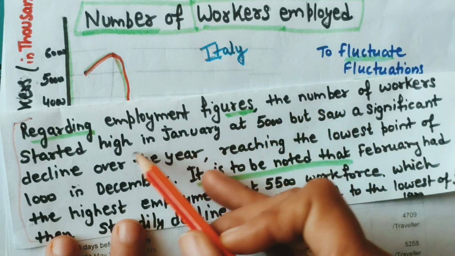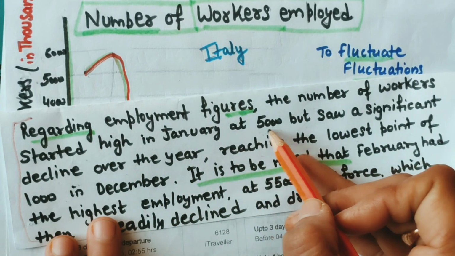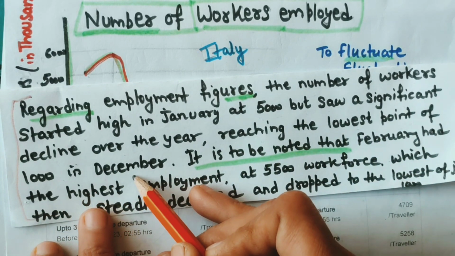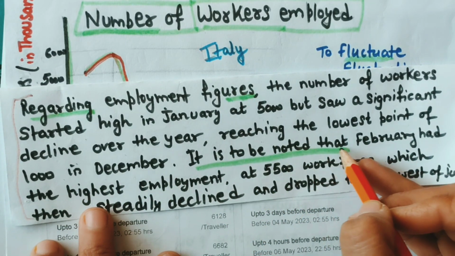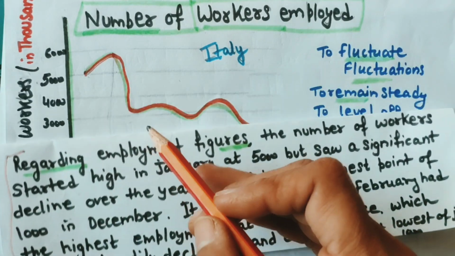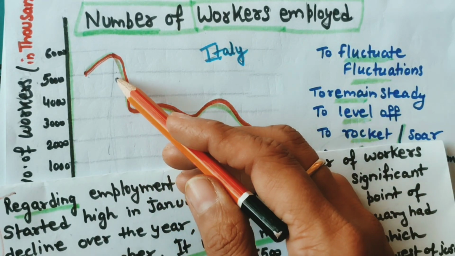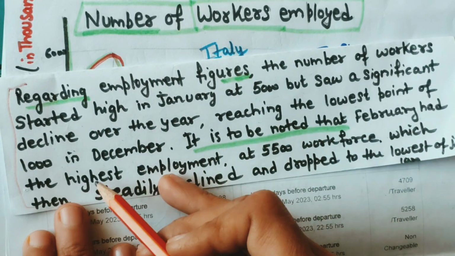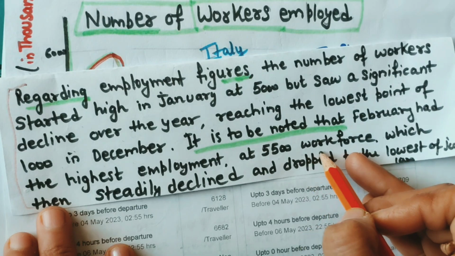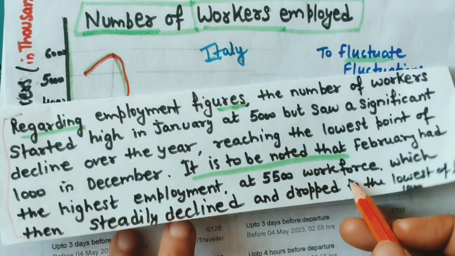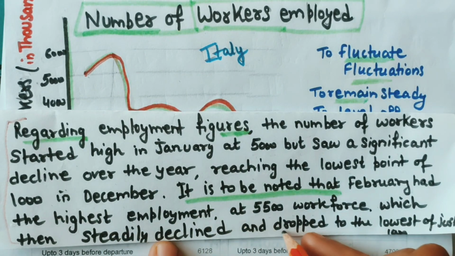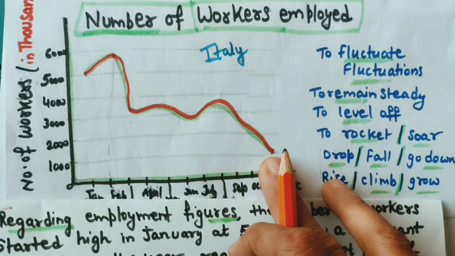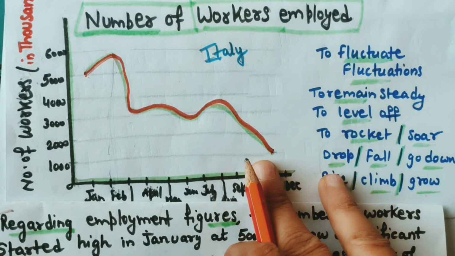The number of workers started high in January at 5,000 but saw a significant decline over the year, reaching the lowest point of 1,000 in December. It is to be noted that February had the highest employment. Now I have written a special sentence for this. It is to be noted that February had the highest employment at 5,500 workforce, which then steadily declined and dropped to the lowest point. Okay, so this is all.